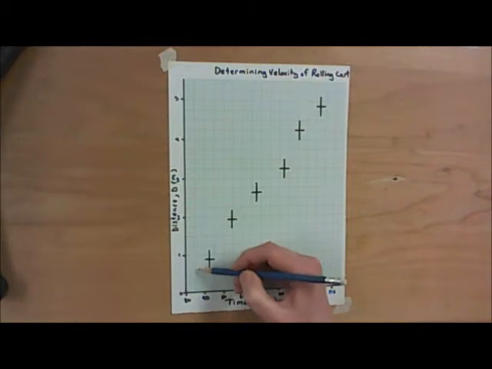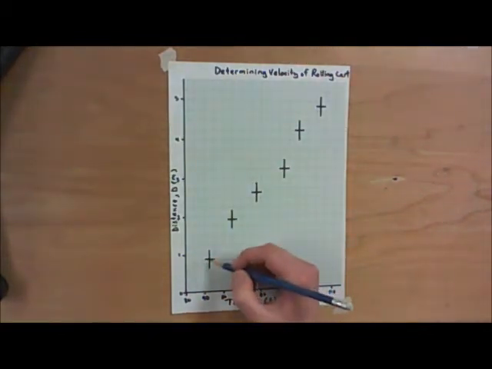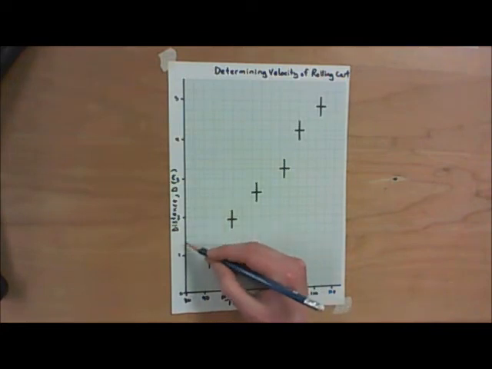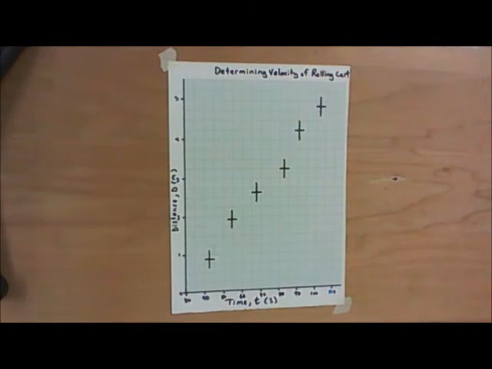So that means if you know that the uncertainty on these measurements are plus or minus 0.25, then you figure out how big 0.25 is on this scale, and you draw it in accurately, plus and minus that amount above and below your data point. And then you do the same thing horizontally.